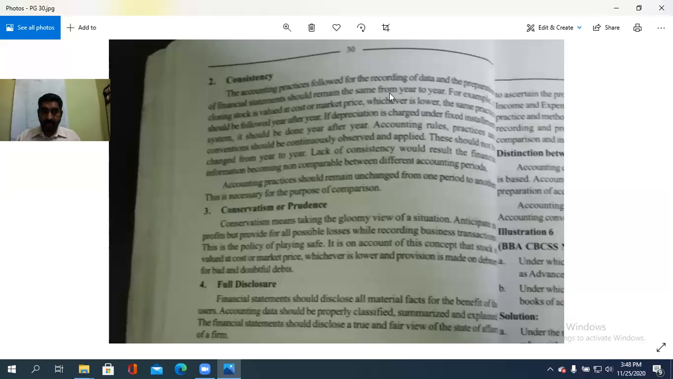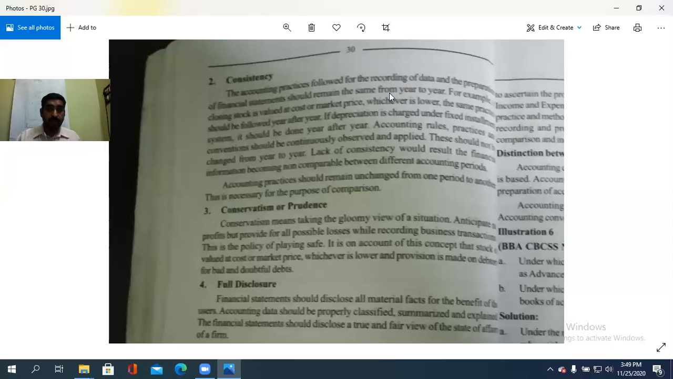Clear? I think you are clear with the third principle. Sorry, the convention. So materiality, material facts should be there. Only that need to be taken care. Consistency, no change in the guidelines or the rules or the practices performed by the accountants year after year. The stock is valued at cost price or market price, whichever is lower. That is the old thing that is to be followed year after year.